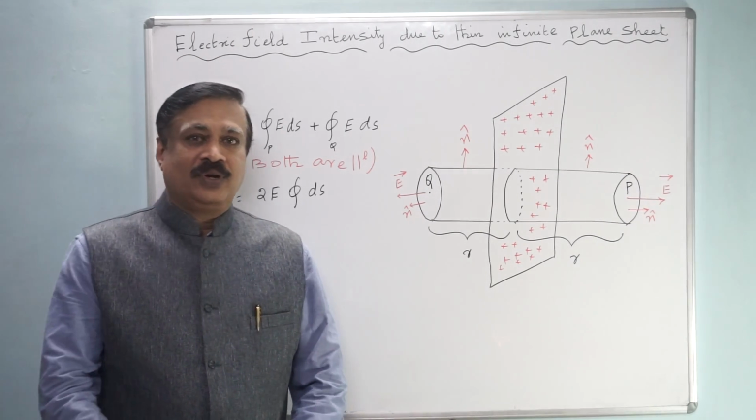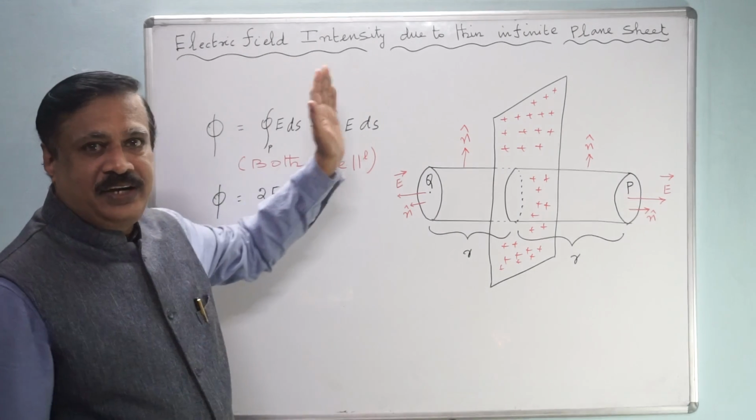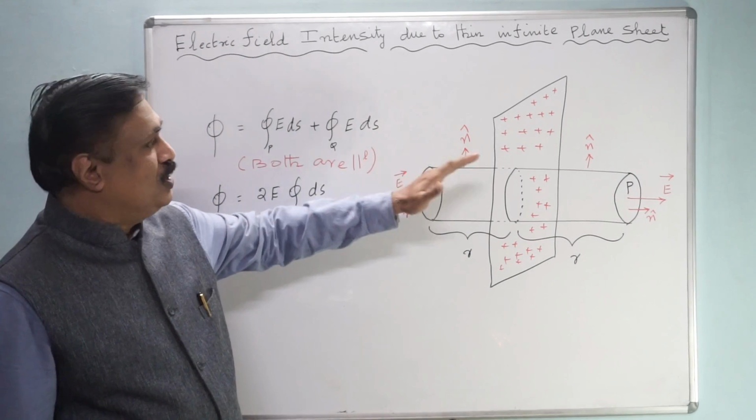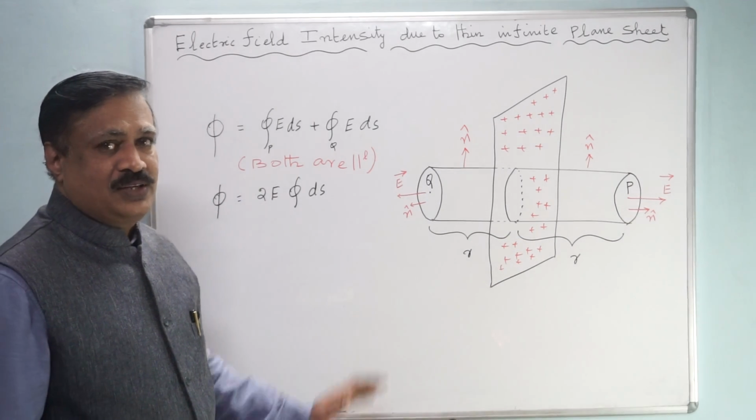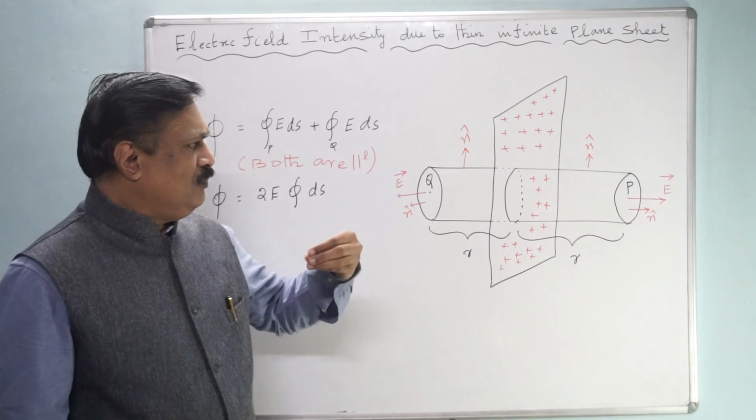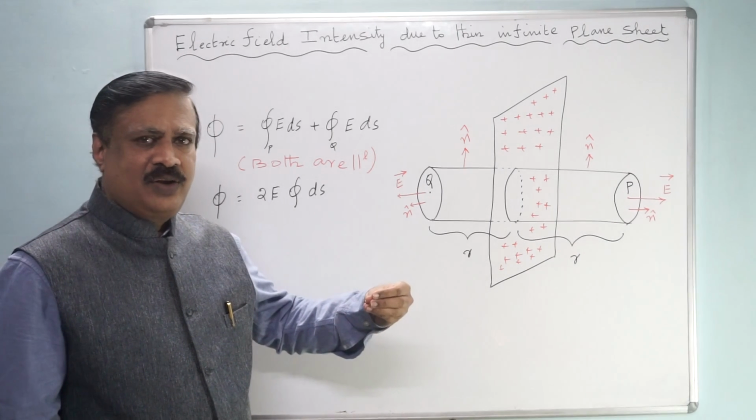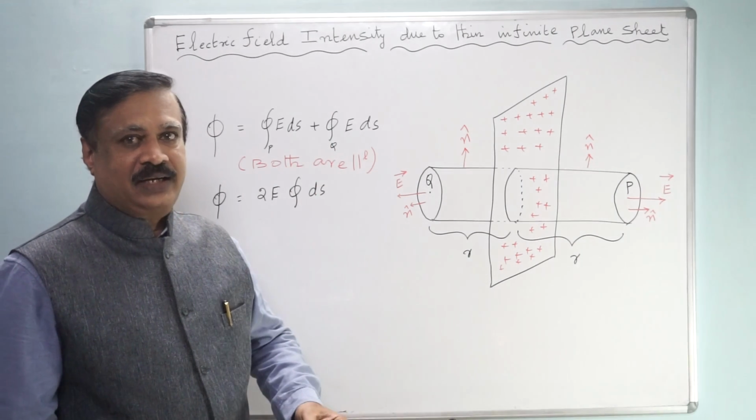Good morning. Today we are going to see electric field intensity due to an infinite plane sheet of charge. This is one of the applications of Gauss law. In a few classes we have seen the field due to a spherical shell and due to a lengthy conductor.